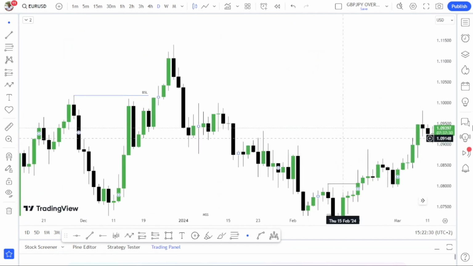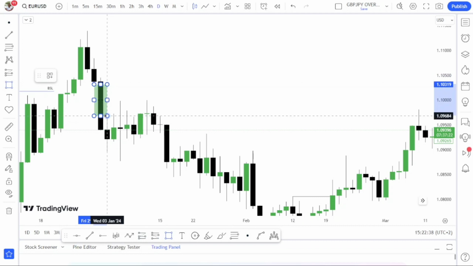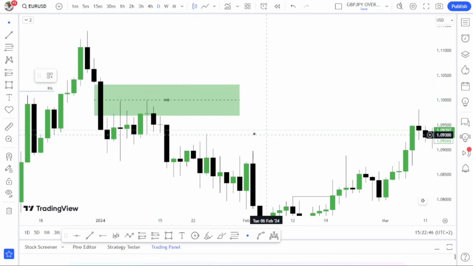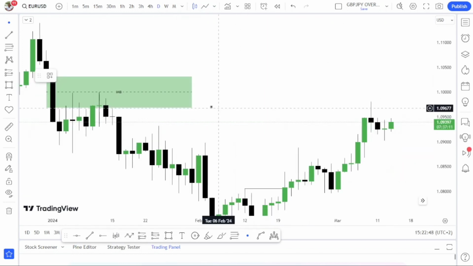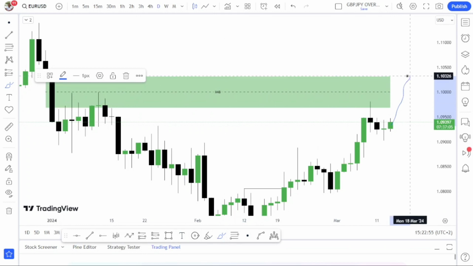On a daily, price never got balanced right here fully, never fully got balanced. So this would be our imbalance, right? This would be our imbalance. So I'm expecting bearish moves from Euro USD. We could probably just fill in this gap and then go back down.